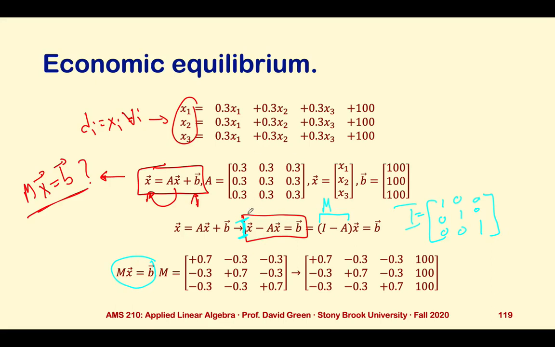Because every term in here is 0.3, and every term in here is either a 0 or a 1, every term in the result is either going to be 0.7 along the diagonal, or negative 0.3 everywhere else. Right? This is our coefficient matrix.